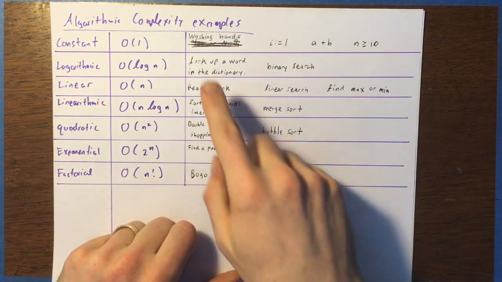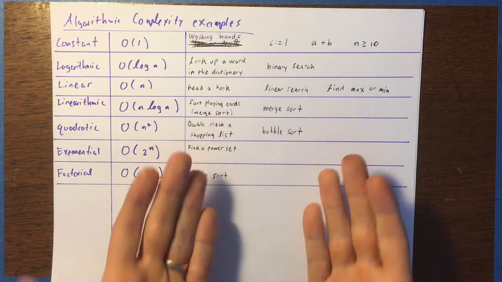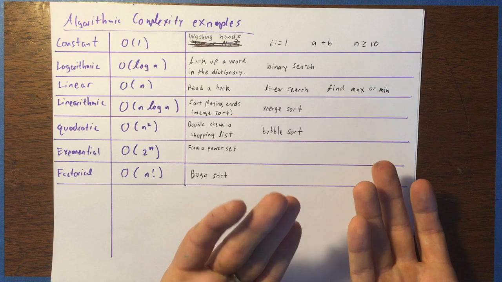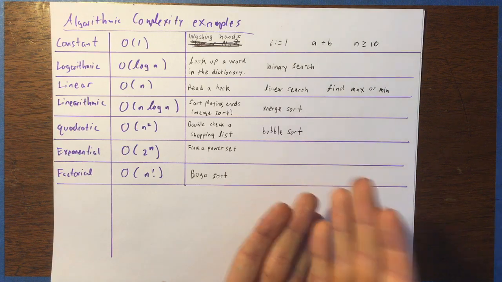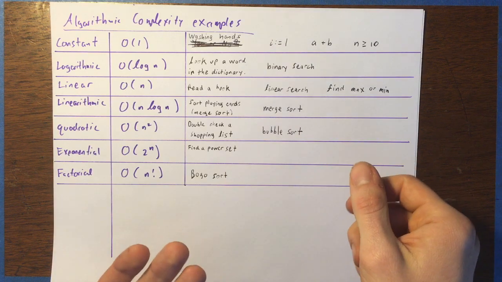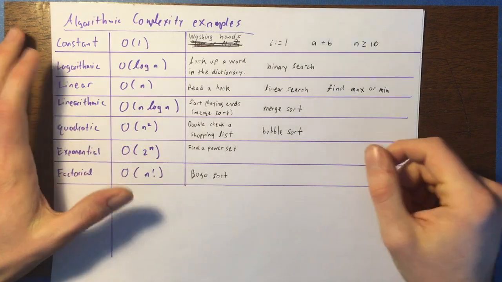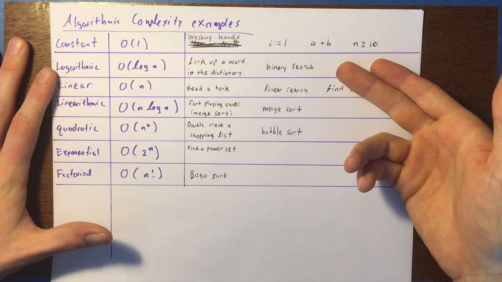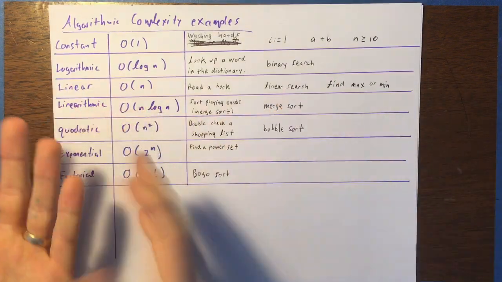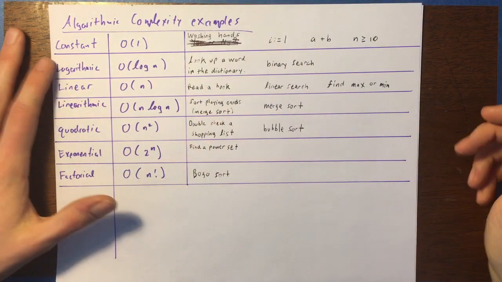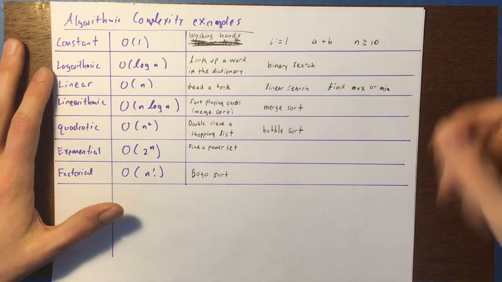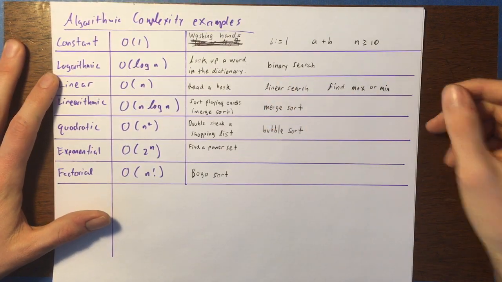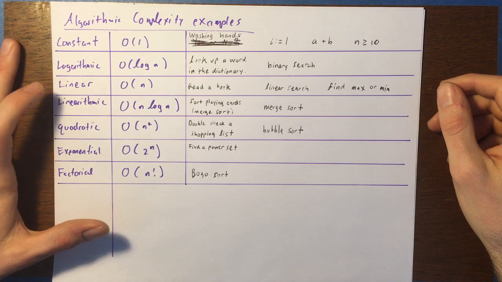Logarithmic is looking up a word in the dictionary. When you look up a word in the dictionary, you open the dictionary and check what page you're on, and you think, is the word before or after this page? And then you flip either backwards or forwards. That's essentially implementing the binary search algorithm. It's kind of like a random version of binary search, but that is a log time algorithm. So binary search is a common example of a logarithmic algorithm.